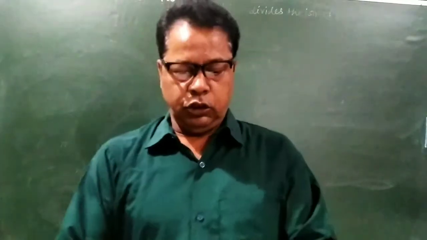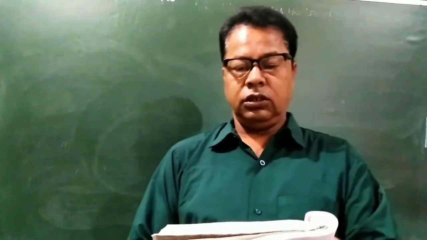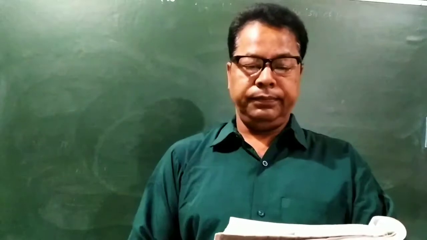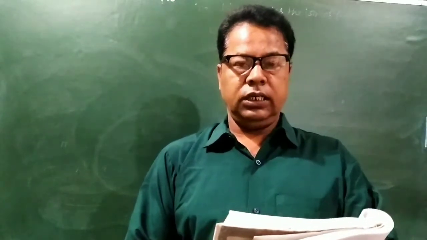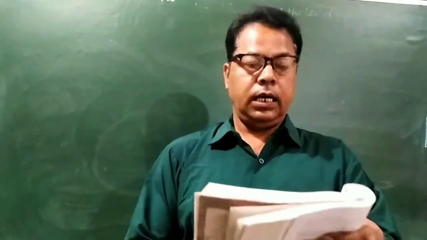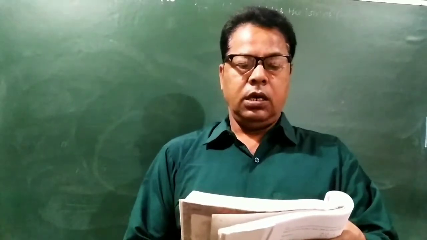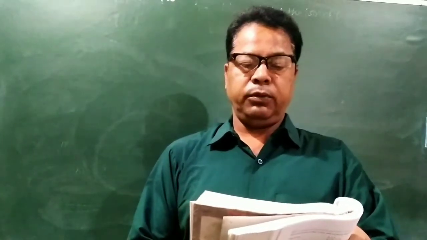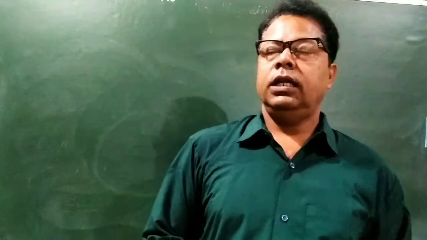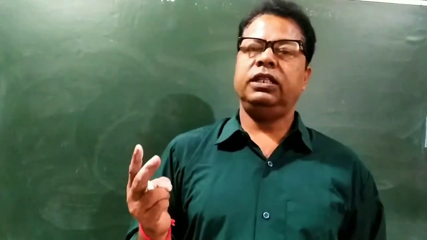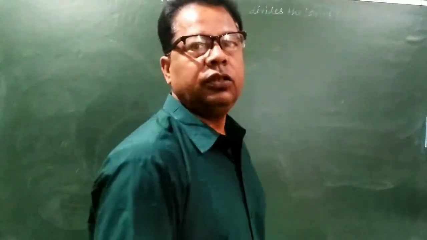Read question number 2. Find the coordinates of the points of trisection of the line segment joining (4, -1) and (-2, -3). We have to find out the coordinates of the points of trisection. Then 2 points will be there on one line, and it will be trisected.